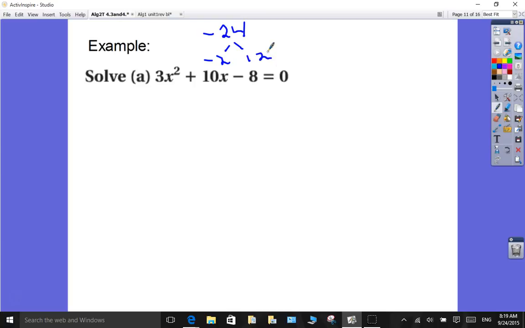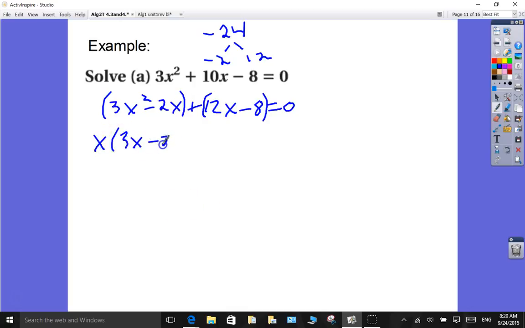So I'm going to split it up. 3x squared minus 2x plus 12x minus 8 equals 0. Notice that I made the negative term first, so that now I've got a plus in between parentheses. I don't have to worry about changing the sign of any terms. Group and then factor. What's the greatest common factor between 3x squared and 2x? x. So that's x times 3x minus 2. What's the greatest common factor between 12x and 8? Plus 4 times 3x minus 2.